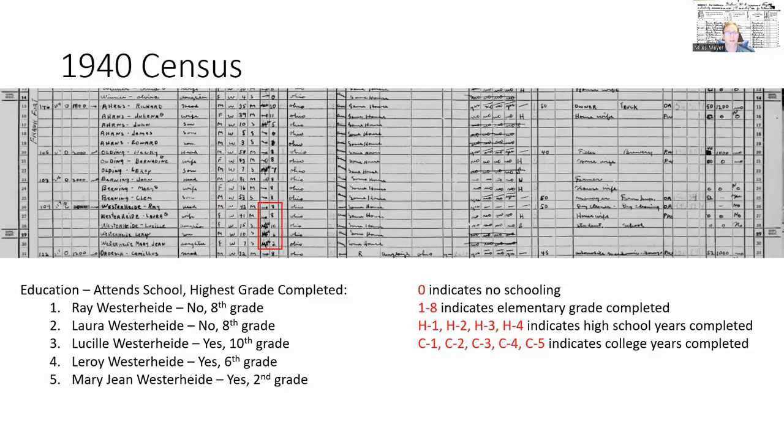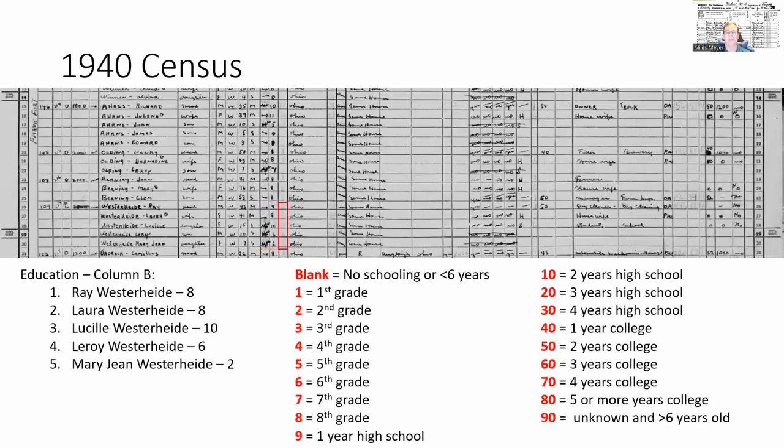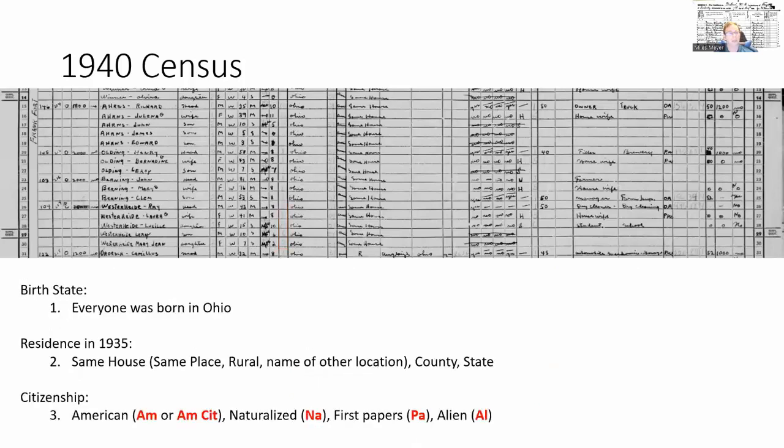So you see my great-grandparents finished 8th grade, and then their children are in 10th grade, 6th grade, and 2nd grade. And then you have the data points after that, where it lists the code for each grade that they may have been in. And then you have the birth location. So in this case here, they were all born in Ohio.